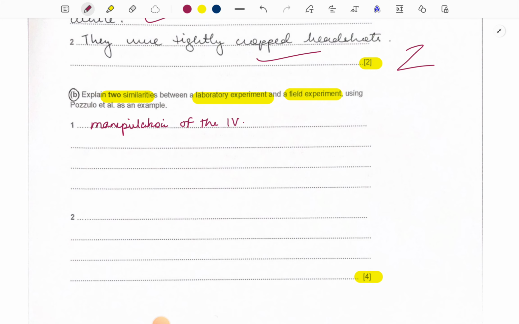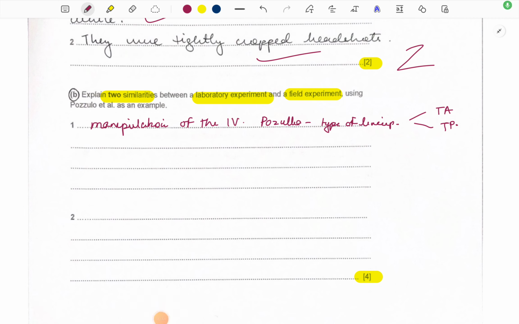So manipulation is one feature. In Pozzulo, manipulation was done in terms of, we've just seen, type of lineup, type of face. You could take any one independent variable as the example and do specify how it was manipulated, like target absent, target present. It's only for 4 marks, so I wouldn't recommend giving an example from another study, which is a field experiment. But in case it was for 6 marks, you could have given an example from Piliavin et al. In that, the independent variable was the condition of the victim, which was manipulated as being either drunk or ill. So that shows you how manipulation is common to both types of experiment.